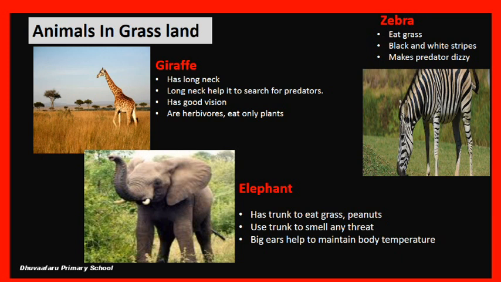Elephant has a very long trunk to eat grass, peanuts. They use their trunk to smell any threats. Their big ears help to maintain body temperature. Zebra eat grass. They have black and white stripes to make predators dizzy.